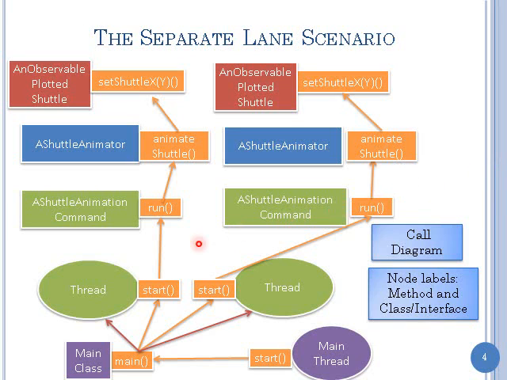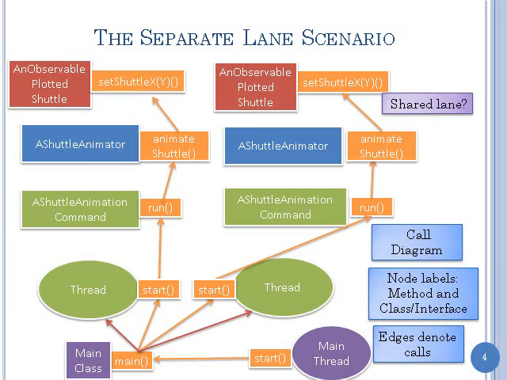In this call diagram, we've got two different shuttles, two different animators, two different commands, two different threads, and because each thread is accessing a separate command, animator, and shuttle, things are fine. This is like driving in different lanes. Now what would shared lane mean? There are many things we can share here. For things to go bad, would we be sharing the same shuttle?